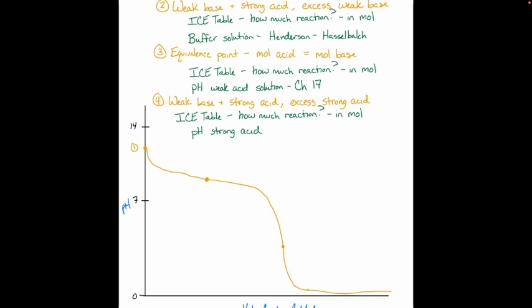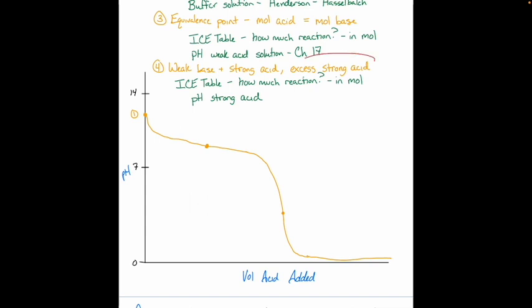And then once we get past that equivalence point, now we have an excess of our strong acid. So when we calculate our pH, we're just going to focus on how much of that strong acid we have in solution. And then we can assume that the strong acid concentration equals the hydronium ion concentration.